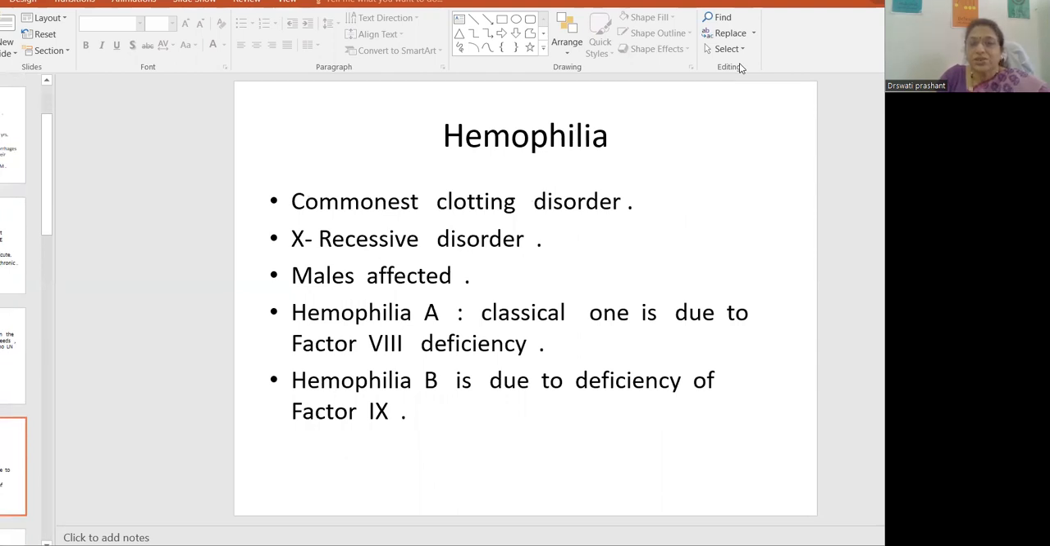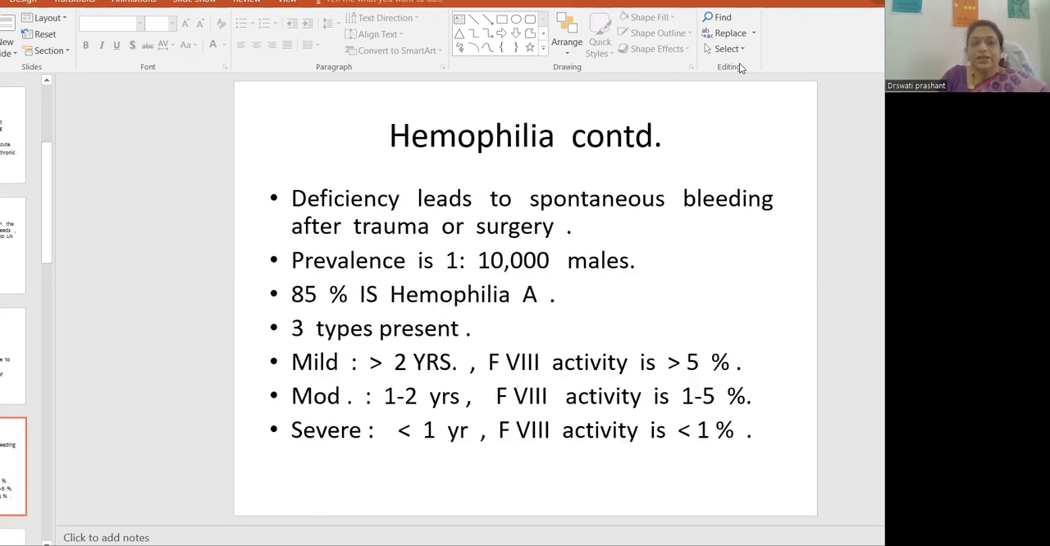Hemophilia is the commonest clotting disorder. It is an X-linked recessive disorder, so males are affected. Hemophilia A, the classical one, is due to factor VIII deficiency. Hemophilia B is due to deficiency of factor 9. Deficiency leads to spontaneous bleeding or bleeding after trauma or surgery. Prevalence of hemophilia is 1 in 10,000 males. 85% of hemophilia cases are hemophilia A.